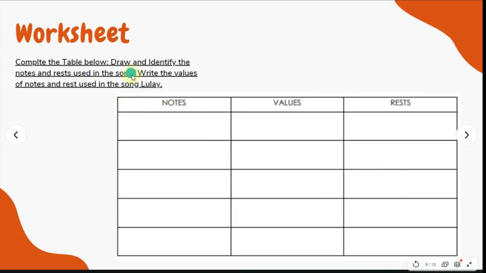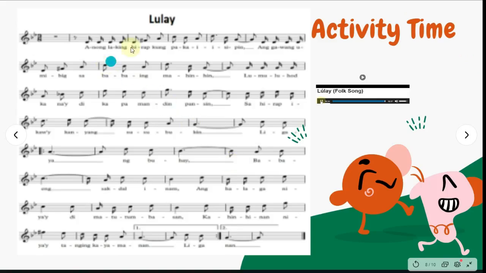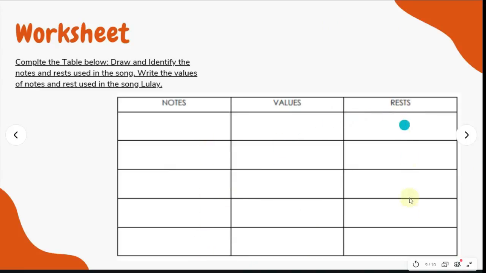You complete the table below, draw and identify the notes and rests used in the song, write the values, and of course the rests also. You can answer and supply here in the blank, in the given table below. You can complete the table. You write down the notes. Here are the notes used in the song. You can write down here, and the rests, and of course their corresponding values.